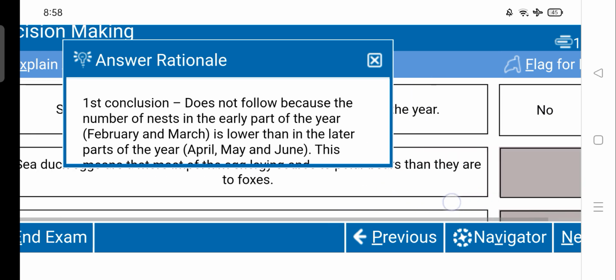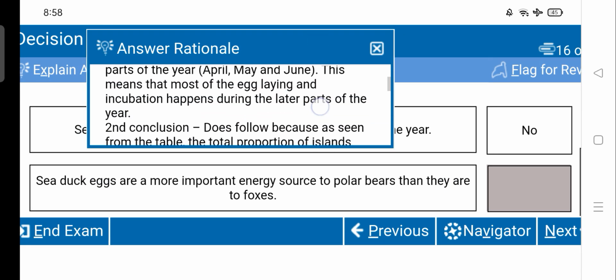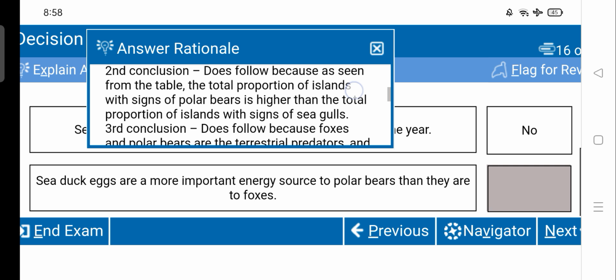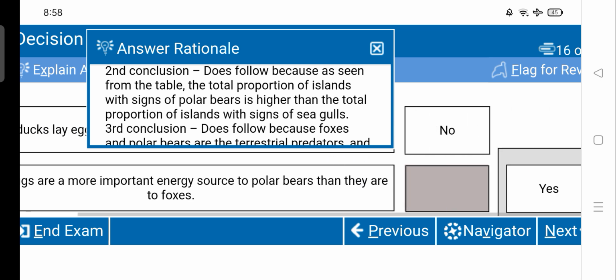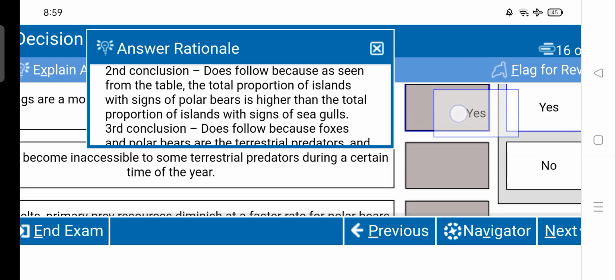And the second conclusion, it does follow because as seen from the table, the total proportion of islands with signs of polar bears is higher than the total proportion of islands with signs of seagulls. So it does follow, so we will drag a yes and drop it in front of this conclusion.